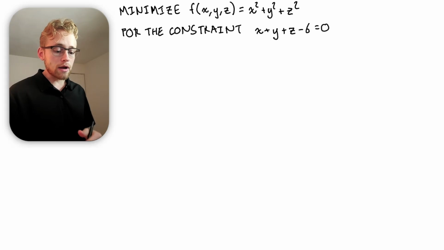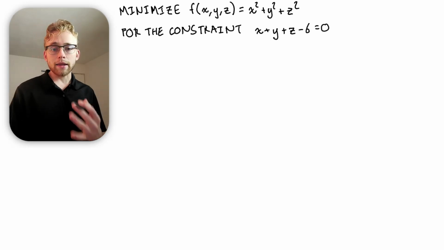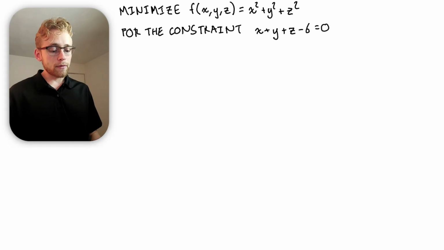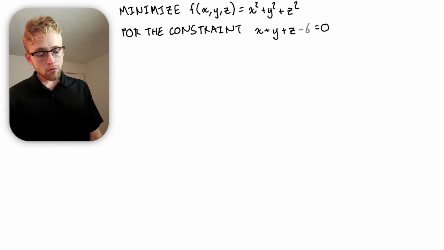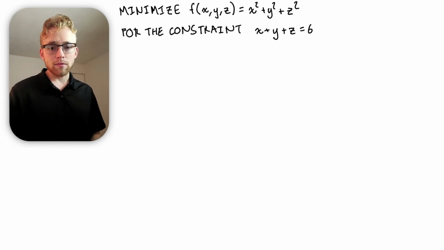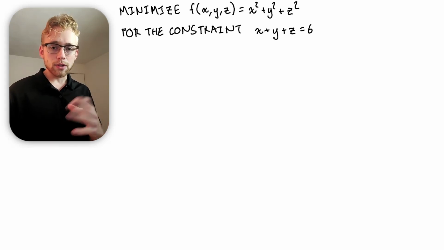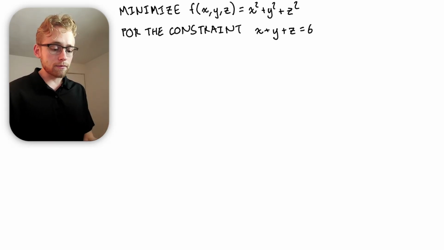For the constraint x plus y plus z minus 6 equals 0. Now, the first thing that I like to do when given an equation like this, where the constant is on the left side with all the variables, is to move it on over to the other side. So equals 6, right? Looks cleaner, works better. But yeah, just rearranging the terms so that the constant is on the other side.